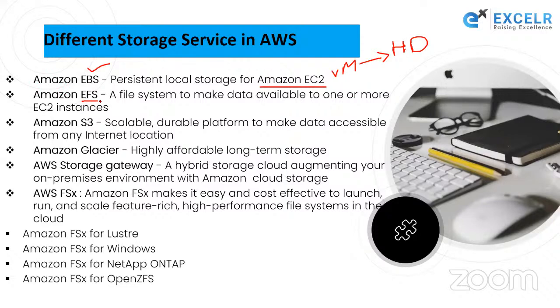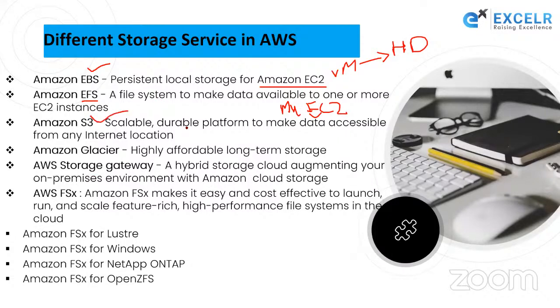We have EFS, which is nothing but a shared file system. It is abbreviated EFS, Elastic File System. You can attach this Elastic File System to multiple EC2 instances, and at the same time you can access the same data from all the EC2 instances. It works on a protocol called NFS, Network File System, version 4.0 something.